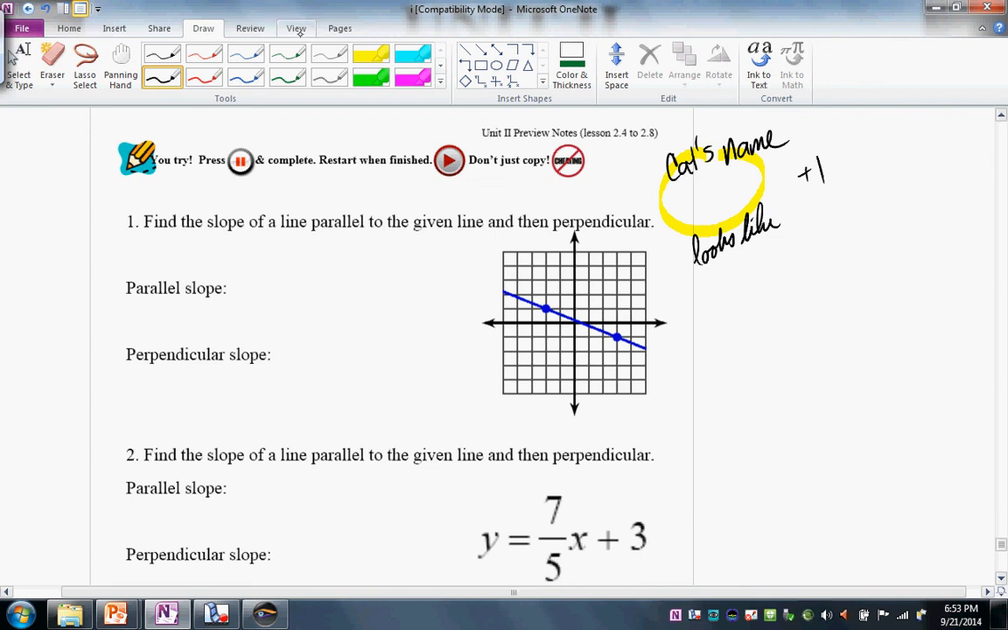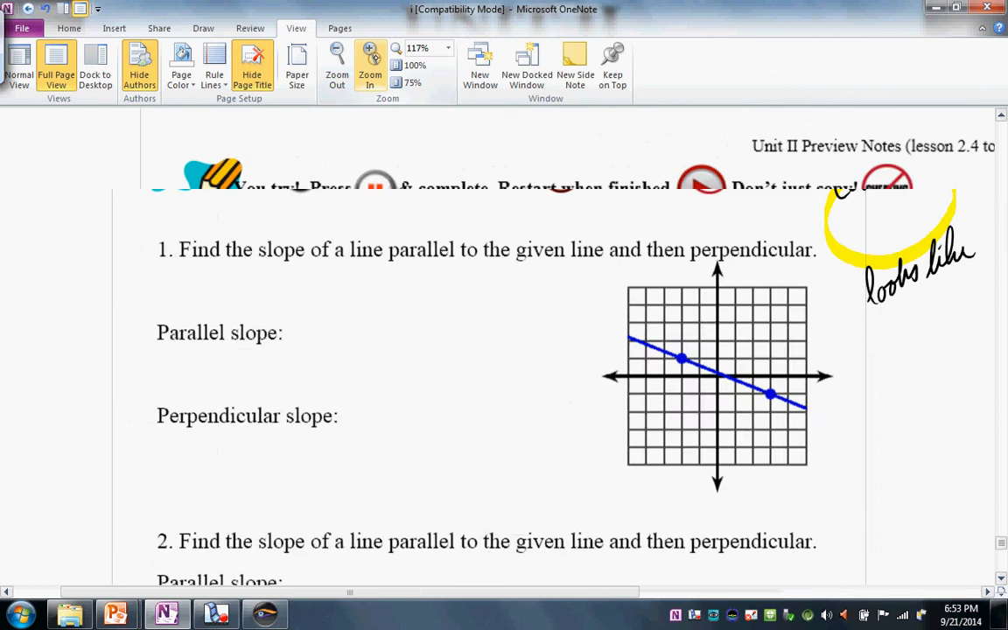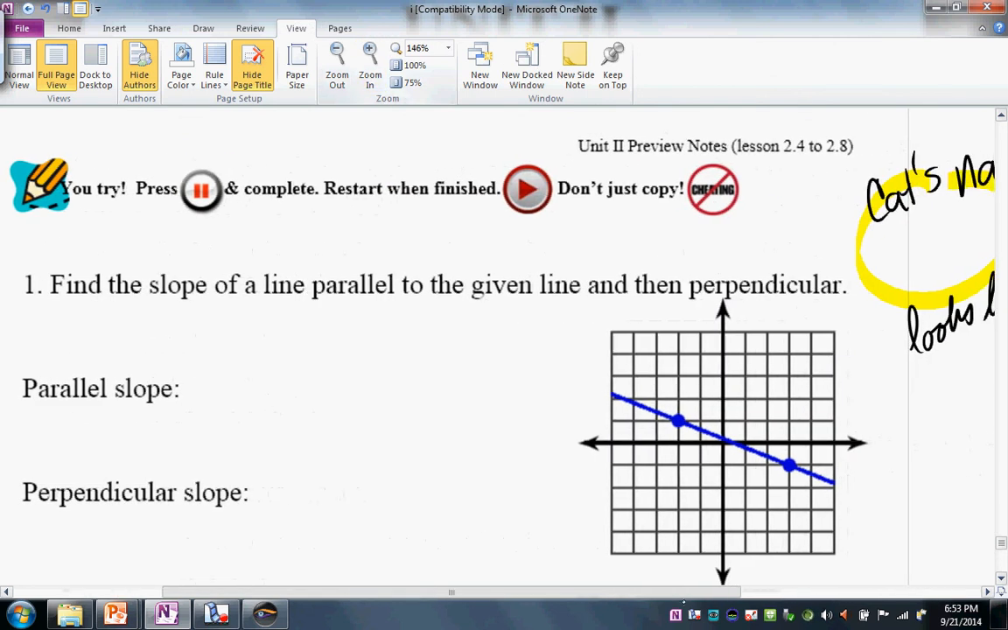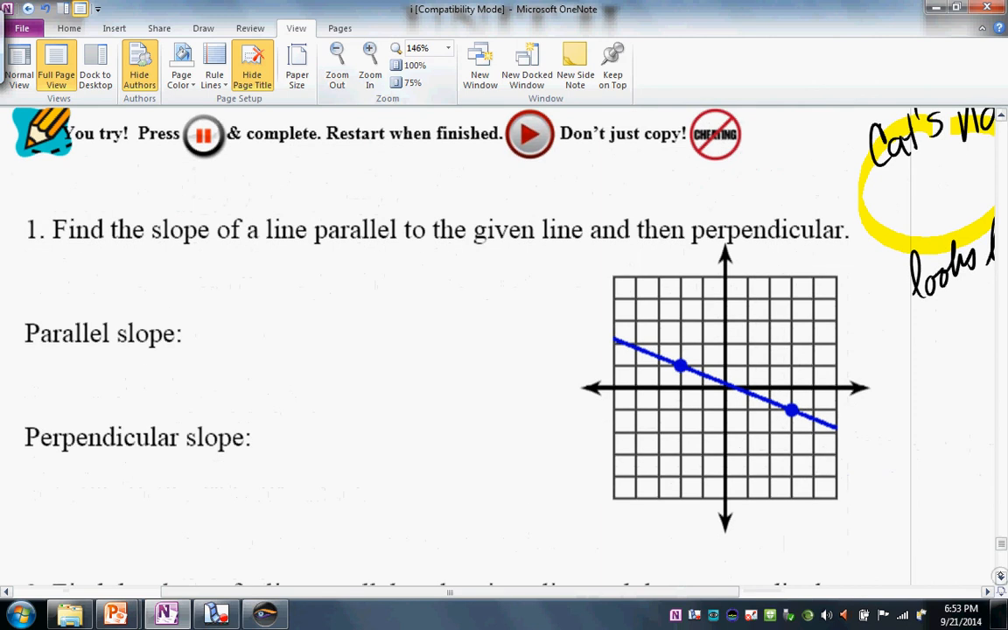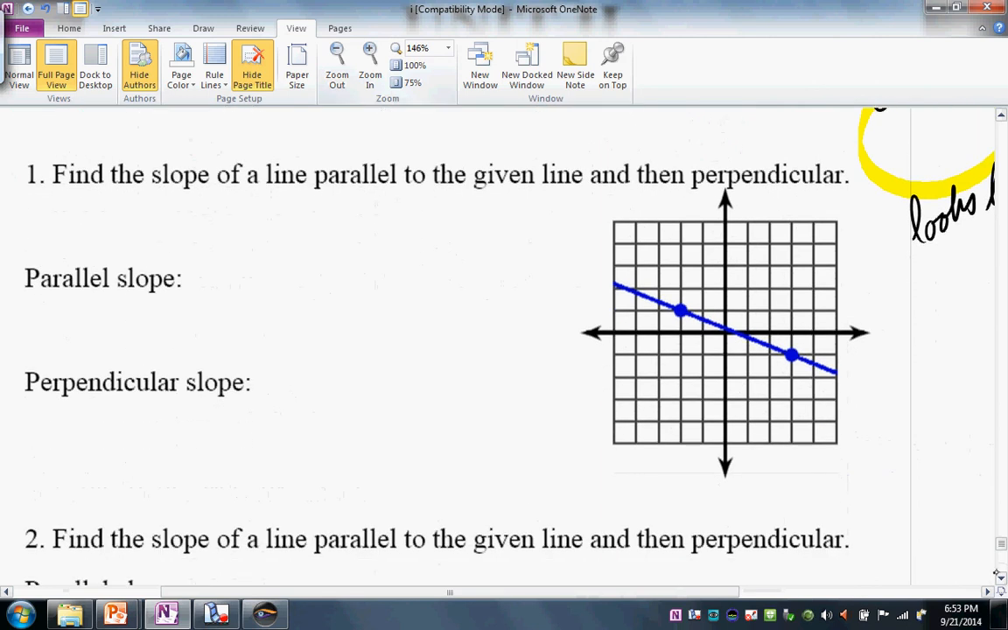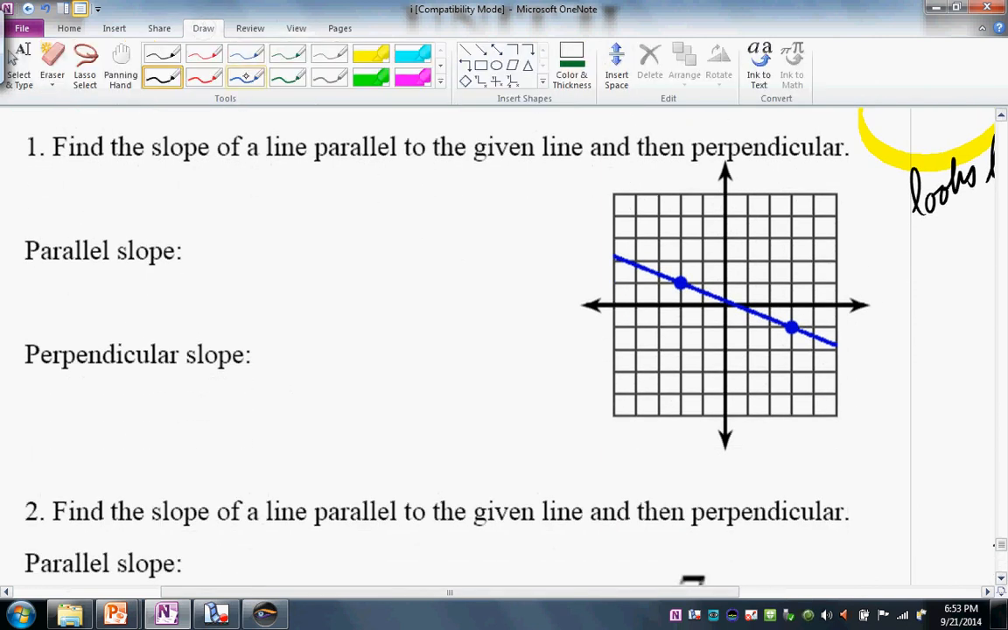Okay. Let's take a look here at what you did. Check your work. So it says we want to find the slope of a line parallel to the given line and perpendicular. So we're going to start by finding the slope of the given line. So let's bunny hop the rise and the run. So the rise is 1, 2. The run 1, 2, 3, 4, and 5. So it's 2 over 5, and it's a negative line going down. So that is our given slope.